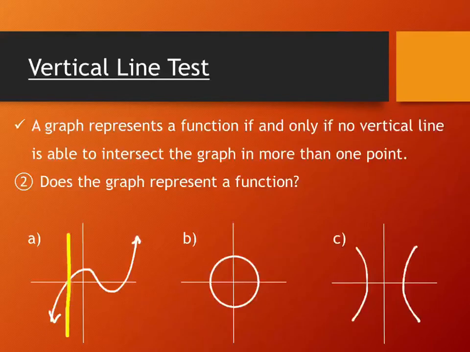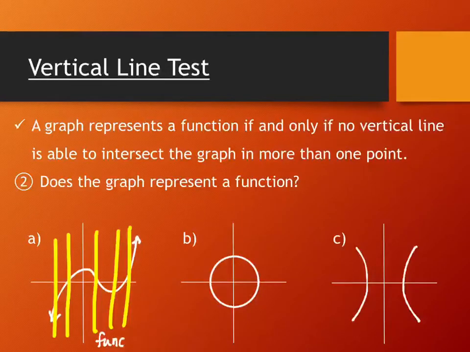If I draw vertical lines, I'm asking myself, is it crossing the graph once or more than once? If it doesn't cross the graph at all, it's an irrelevant line. I don't care about it. I just want to know, is it crossing it once or more than once? And all of the lines I draw on the first graph cross it once. And when that happens, that all my vertical lines cross the graph only once, I have a function. It is, in fact, a function.